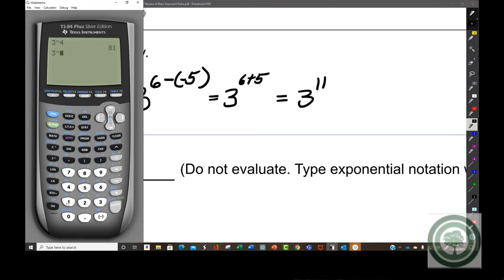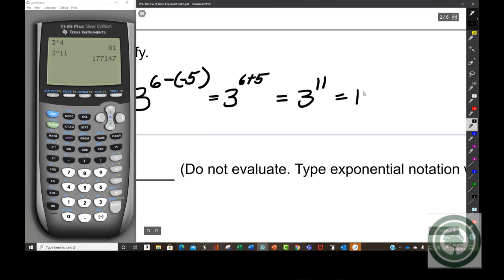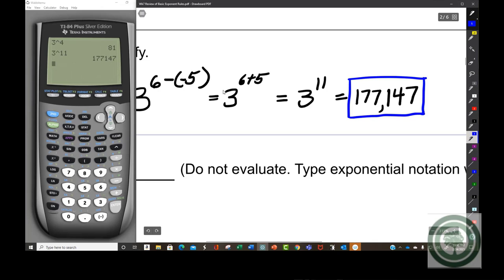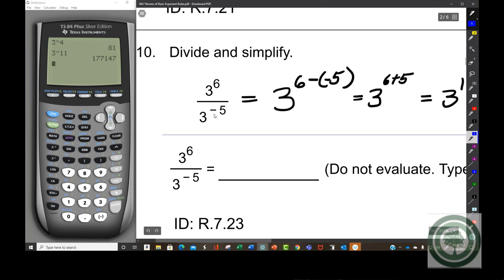Let's see, 3 caret 11. I thought it would be just too large. Your calculator freaks out when it gets really large numbers, and starts giving you scientific notation. It will do that eventually, and then we'll talk about how you read it. But no, look at that. There's your answer. So I stuck to the rule, even though that was negative.